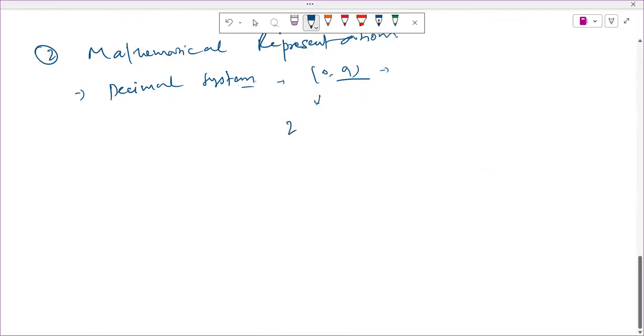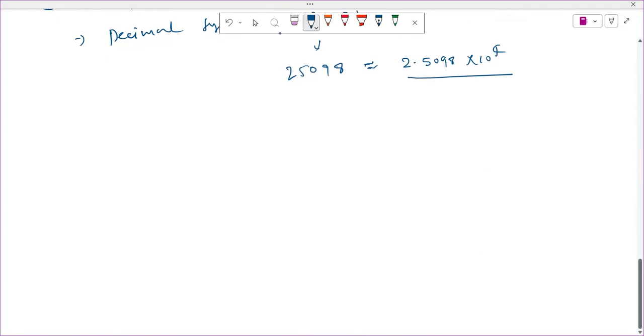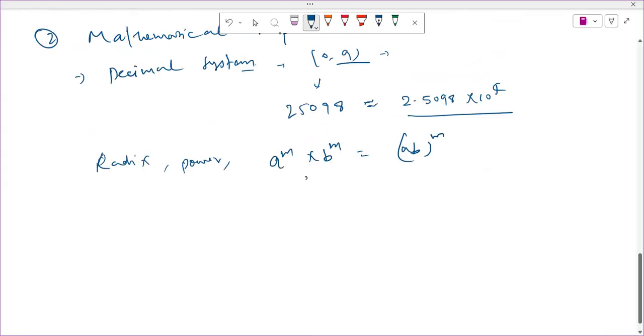If it is very big, then you can approximate it as 2.5098 into 10 to the power 4. This thing you have to be very comfortable with. Another thing is about radix, like power things. If you have a to the power m into b to the power m, you should be able to write it as ab to the power m or similar things. You have to be comfortable in all these things.